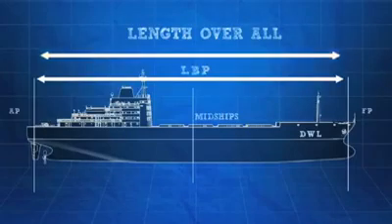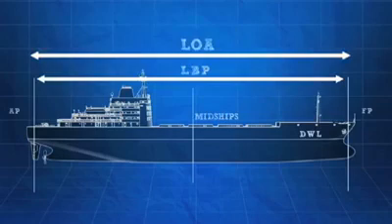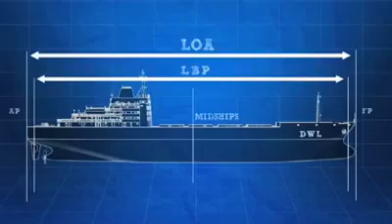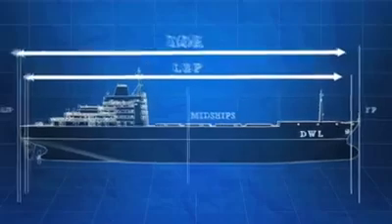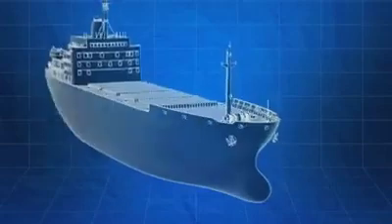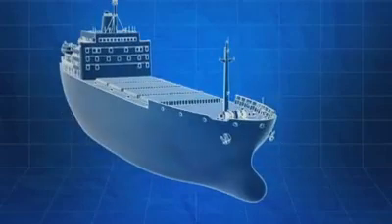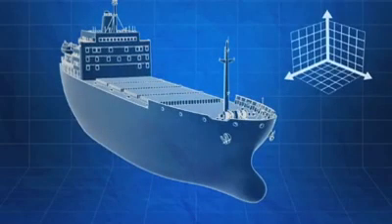Length overall, or LOA, is the total length of a ship at its longest point. Note that this may be a little longer than the LBP because a ship can extend slightly past the perpendiculars. Distances on board ships are measured in one of three directions: longitudinally, transversely, and vertically.